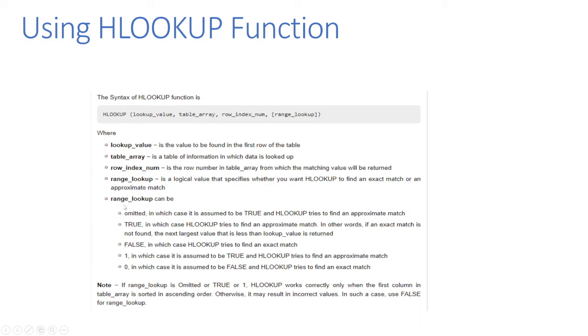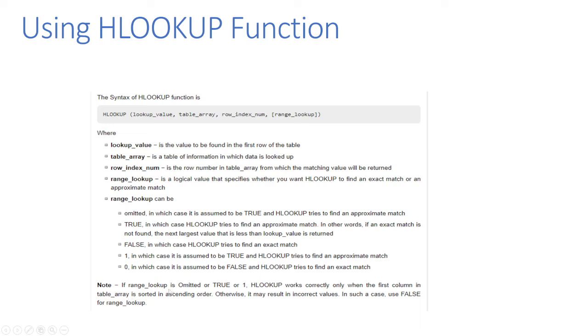match. So again, range lookup is so similar to VLOOKUP. If omitted, then it is assumed to be true. That means approximate match. If it is true, then we find an approximate match. If it is false, then we find an exact match. If it is 1, it is assumed to be true, and HLOOKUP will look for the approximate match. If it is 0, it is assumed to be false, and HLOOKUP will try to find an exact match.